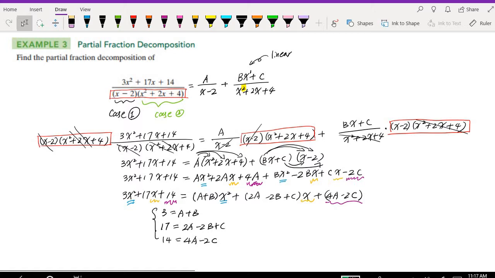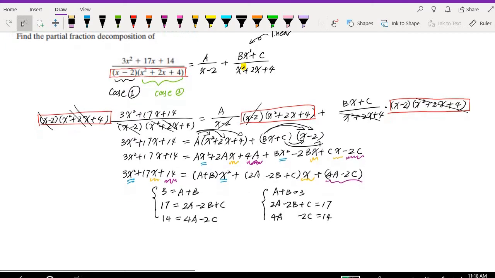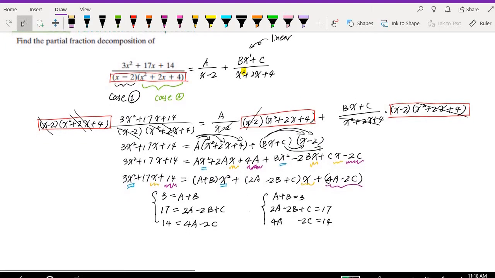So now we have a system with 3 variables. So we can rewrite this as a plus b equal to 3, and then 2a minus 2b plus c equal to 17. We can rewrite this as 4a minus 2c equal to 14. So once we write this, the rest of the stuff, you have been doing for a while. So we're just going to solve the system of equations by using any method. For saving time, I'm just going to do this very quickly.